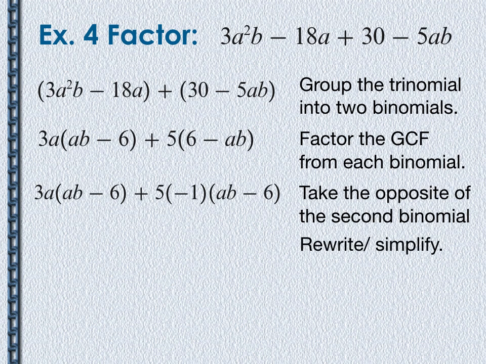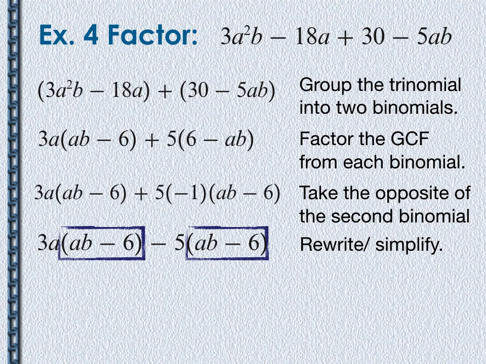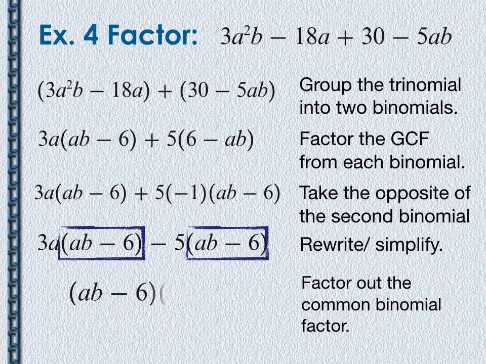Let's simplify this to 3a times ab minus 6 minus 5 times ab minus 6. Now we'll notice that that ab minus 6 matches. We'll factor it out. Our final factored form is ab minus 6 times 3a minus 5.